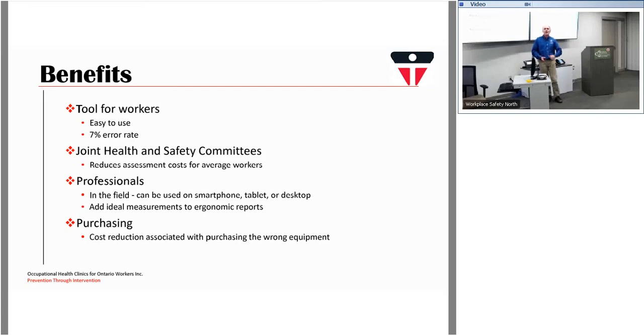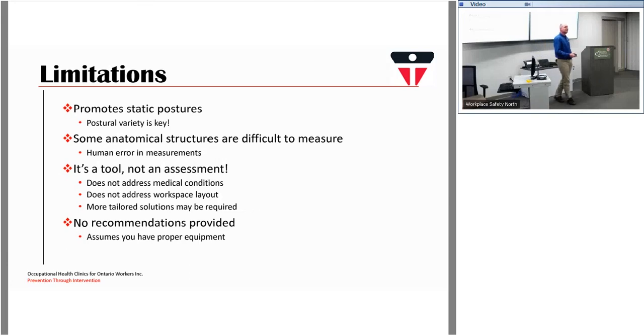Some of the limitations, well, they promote static posture. Posture variety is the key. Now, you can make slight changes to your chair. Chelsea was talking about 90 degrees. Well, actually, it's anywhere from 90 degrees to 110 degrees, for example, for the back angle. You can make slight height changes to your chair.